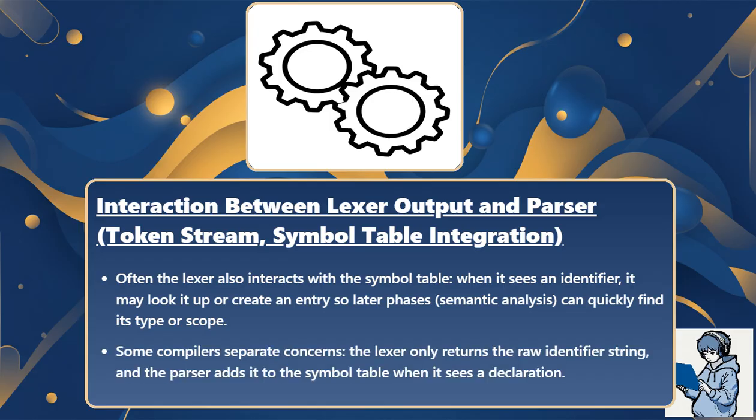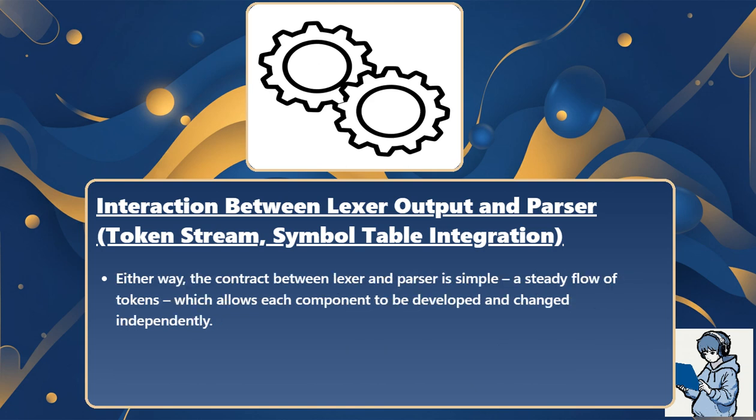Some compilers separate concerns. The lexer only returns the raw identifier string, and the parser adds it to the symbol table when it sees a declaration. Either way, the contract between lexer and parser is simple: a steady flow of tokens, which allows each component to be developed and changed independently.